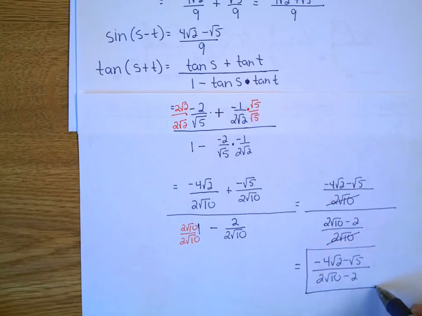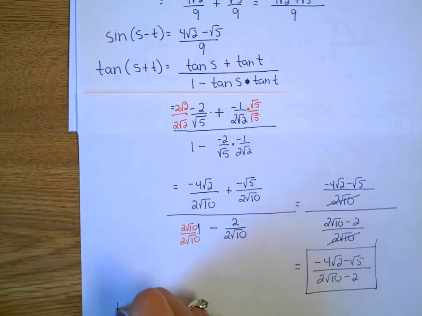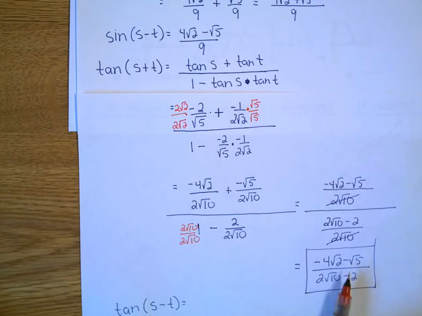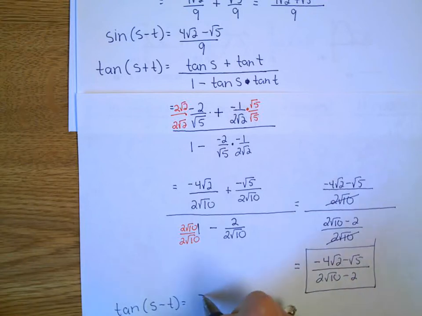So we're done. Except we have to do the other tangent. You just switch it. What switches? The top switches and the bottom switches, so they'll both go to positive.